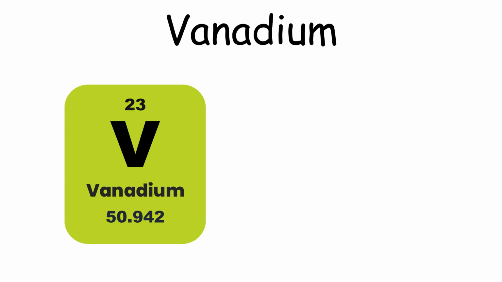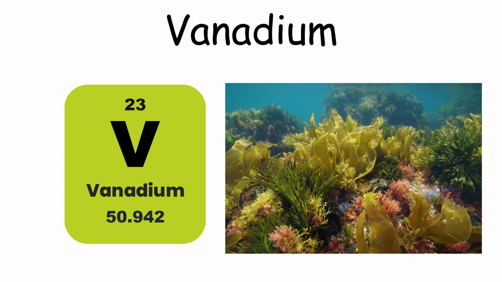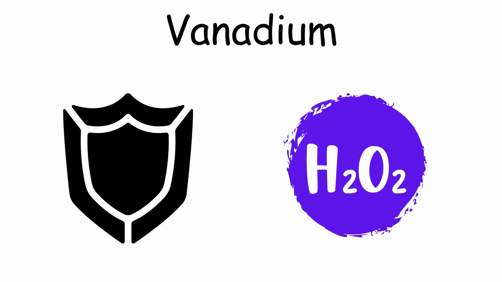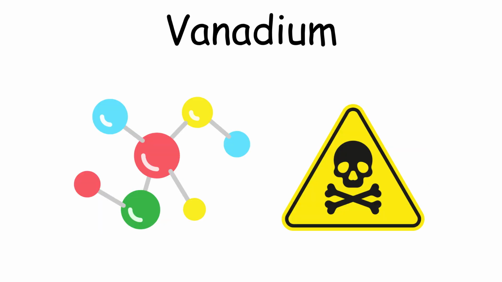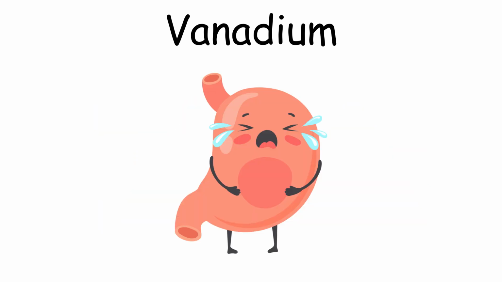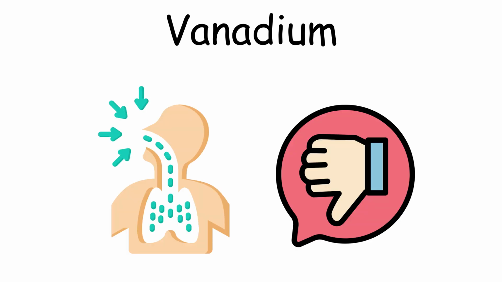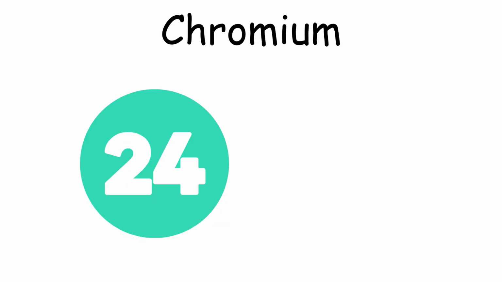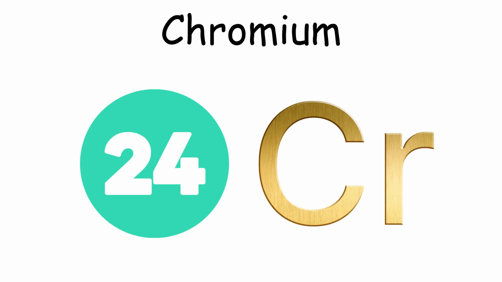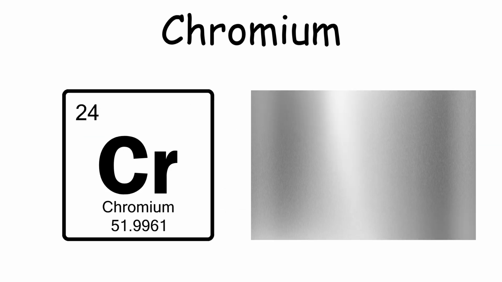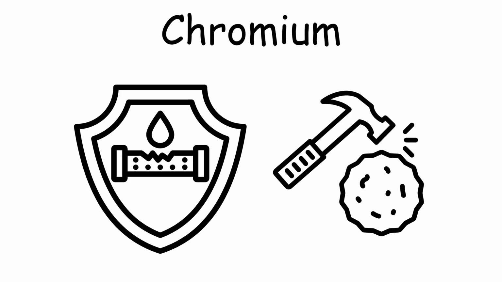Vanadium is used in several species of marine algae to aid in defense by regulating hydrogen peroxide produced by photosynthesis. Compounds have moderate toxicity and are poorly absorbed through the gastrointestinal system, and inhalation results in negative effects on the respiratory system. The 24th element with symbol Cr, chromium, is a shiny gray metal with high corrosion resistance and hardness.